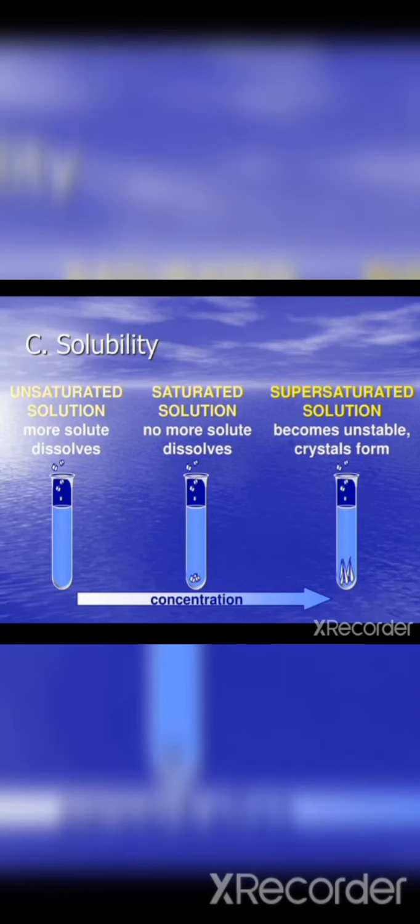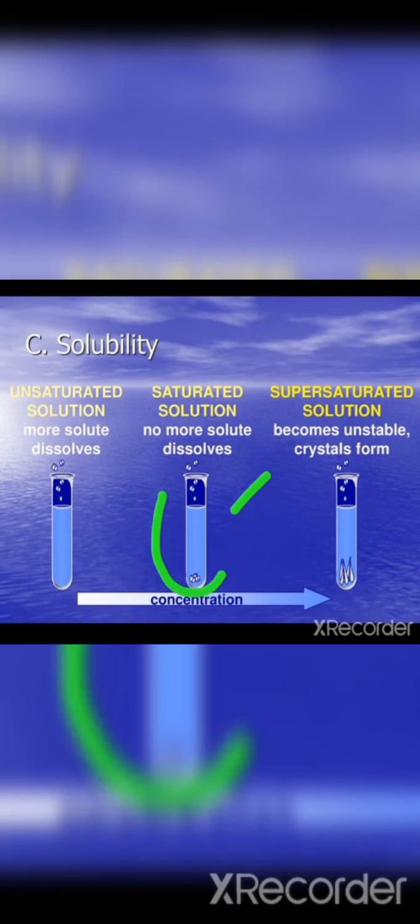Next comes another type of solutions, that is saturated solutions, unsaturated solutions and supersaturated solutions. So first we look into saturated solutions. What do you mean by saturated solutions? A solution in which no more solute can be dissolved at a particular temperature is called a saturated solution.